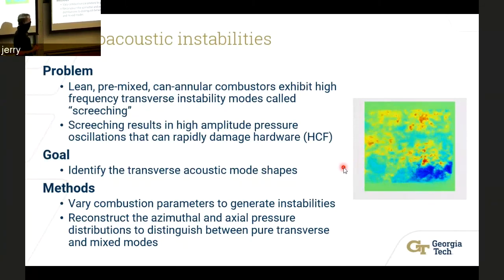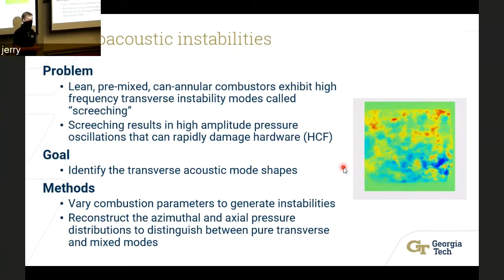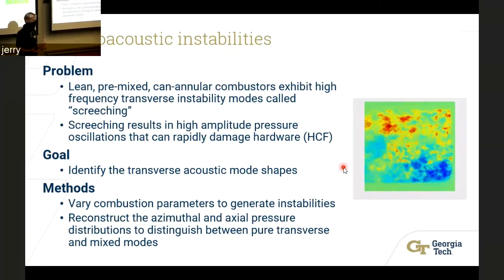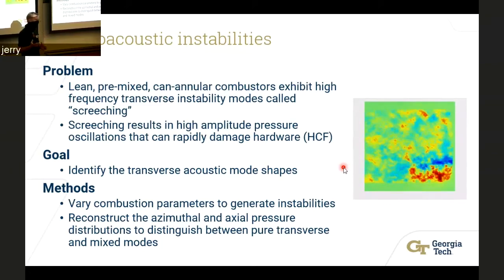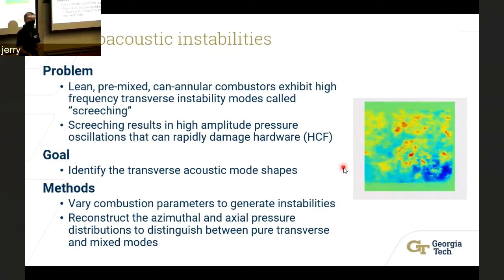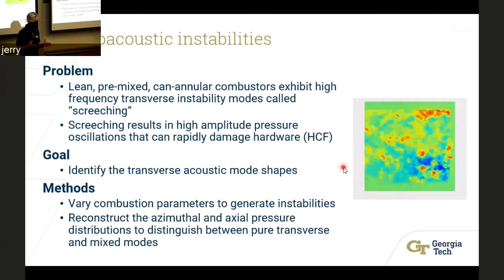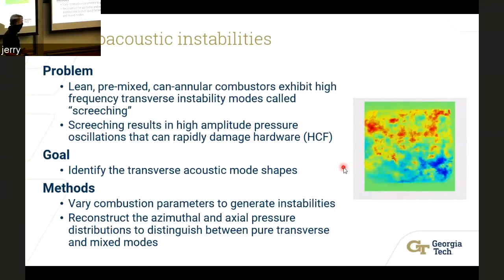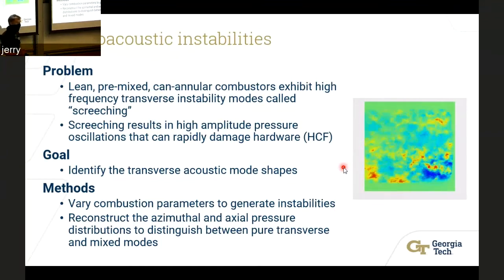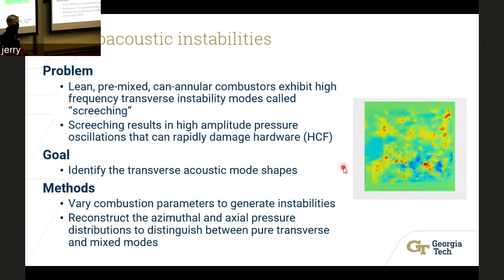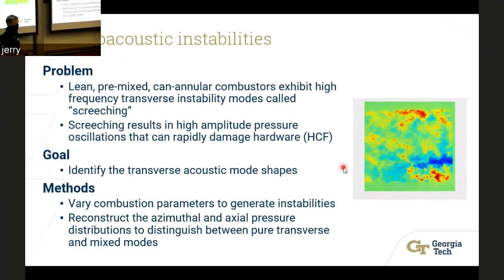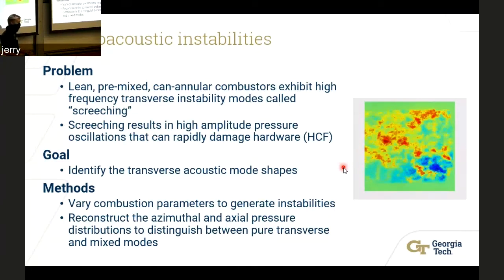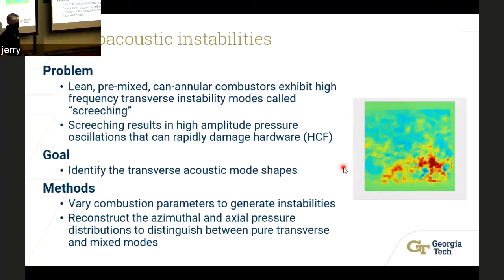The primary goal was to identify the transverse acoustic mode shapes. And so really what that means is trying to reconstruct the acoustic or thermoacoustic profile inside a combustion chamber so that we can better understand it and then hopefully in the future predict the operating conditions that will not lead to those instabilities. So we apply a variety of methods. Really, it's guessing and checking by varying combustion parameters, primarily pilot ratio and equivalence ratio, which I'll touch on, to purposefully generate these instabilities. We want to generate instabilities so that we can rule out those operating conditions.